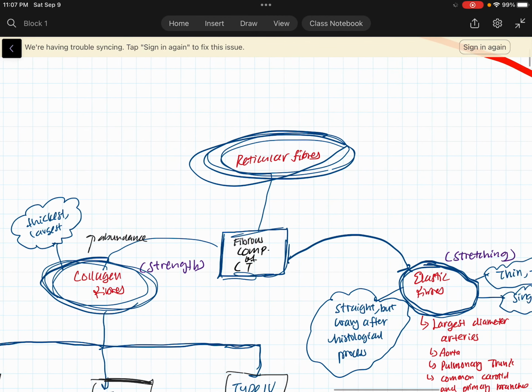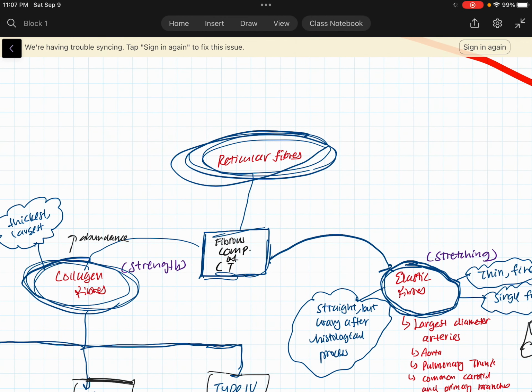So the first of which would be the reticular fibers. There's not really much to it, but just pay attention to the appearance of these reticular fibers. Under a microscope, the reticular fibers usually appear as fine, delicate, branching fibers that eventually form a complex network.